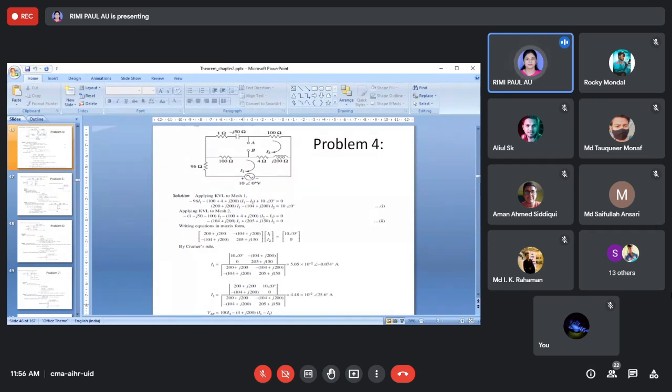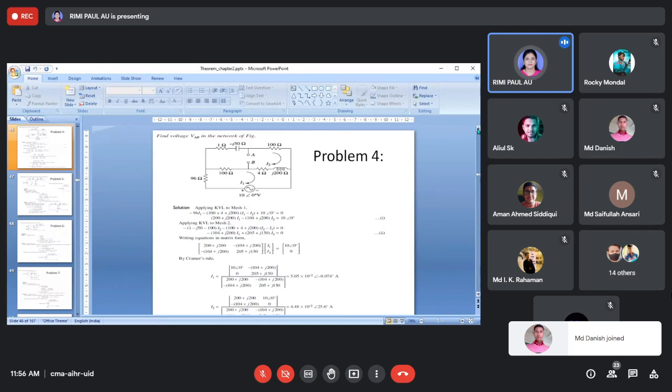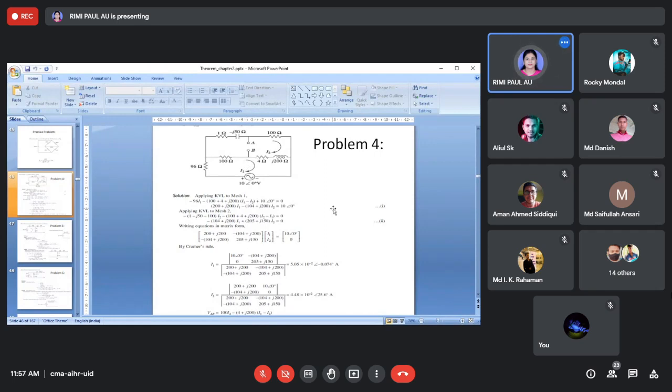So here you can see that load resistance is connected here. So first you have to remove the load resistance. The question is to find out VAB. Here it is not mentioned that you have to solve the problem using Thevenin's theorem. Here only it is mentioned to find out VAB. So in this case you can take the load resistance. Here it is not given.